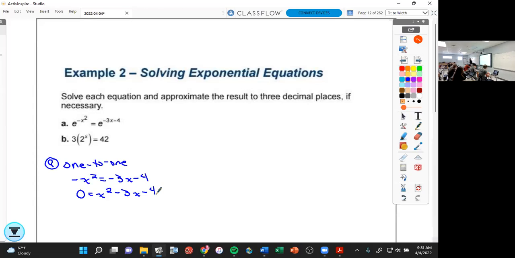Can you think of two numbers that multiply together to give us negative 4, but when we combine them, we get negative 3? Negative 4 and 1, so this factors into x minus 4. There's my negative 4. x plus 1, there's my 1. So what does x equal?